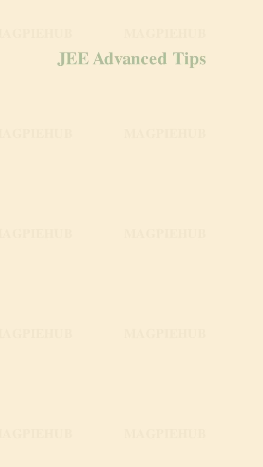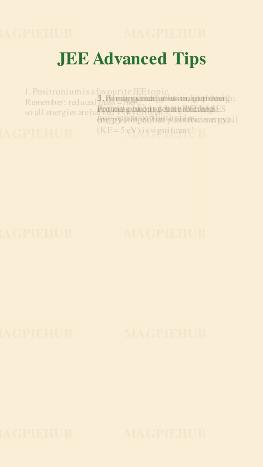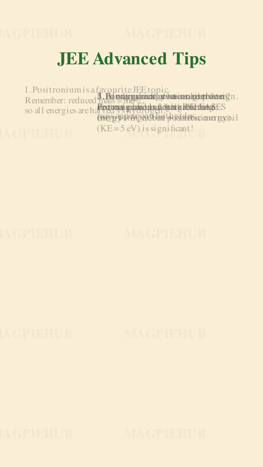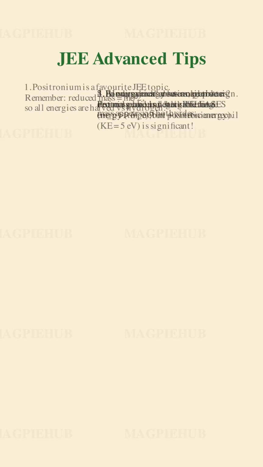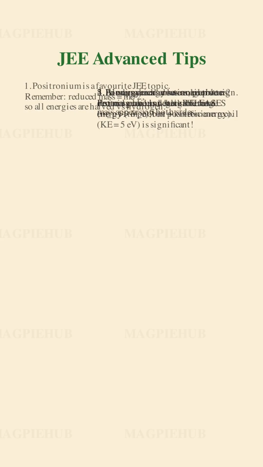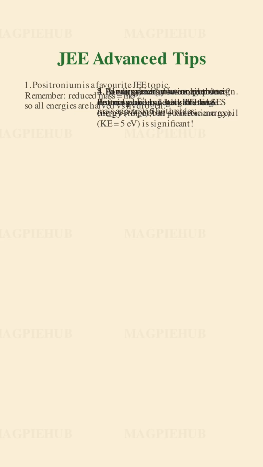Here are important tips for JEE Advanced modern physics problems. First, positronium is a frequently tested topic. Remember that its reduced mass is half the electron mass, so all energy levels are halved compared to hydrogen. Second, in energy conservation problems, when the same total rest mass appears on both sides, the rest mass energy cancels out. Third, binding energy carries a negative sign. Forming a bound state releases energy that goes into the emitted photon and kinetic energy.